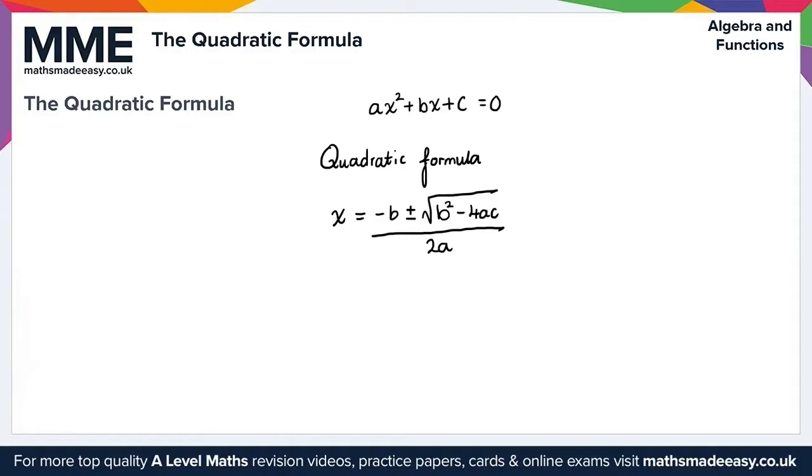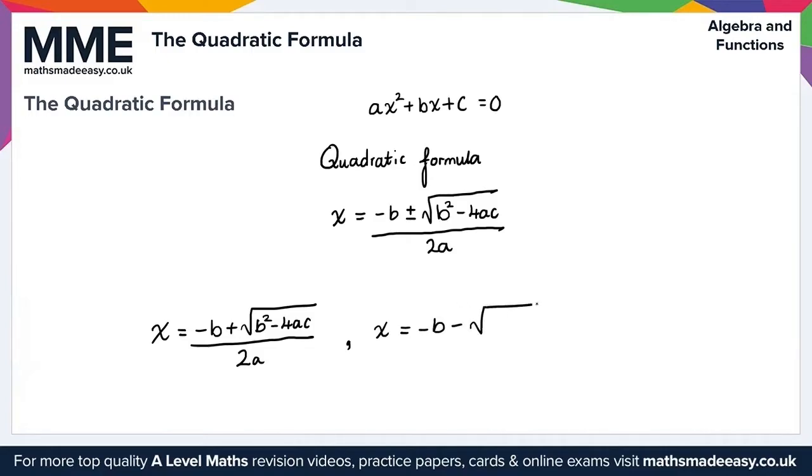It's important to note when using the quadratic formula we do obtain two solutions. We obtain the plus solution and we obtain the minus solution. So if we write that in full here, x is equal to minus b plus the square root of b squared minus 4ac all over 2a. We also obtain x equals minus b minus the square root of b squared minus 4ac, and this is all over 2a again. And that concludes everything we need to know regarding the quadratic formula.